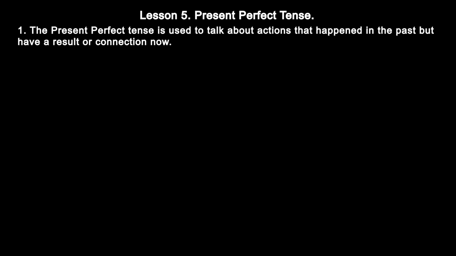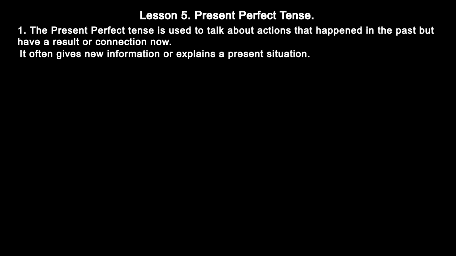Lesson 5. Present Perfect Tense. 1. The present perfect tense is used to describe actions that happened in the past but are connected to the present or have a result now. It is often used to give new information or explain a current situation.